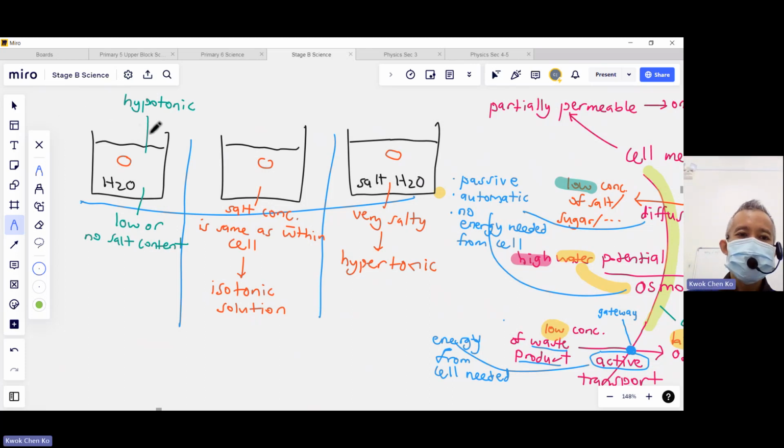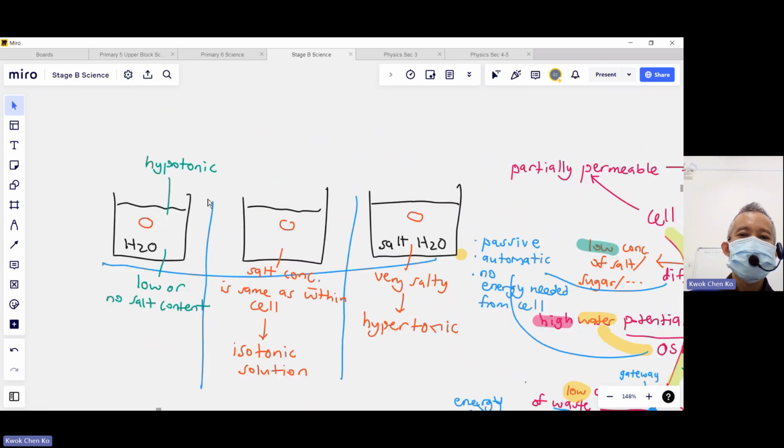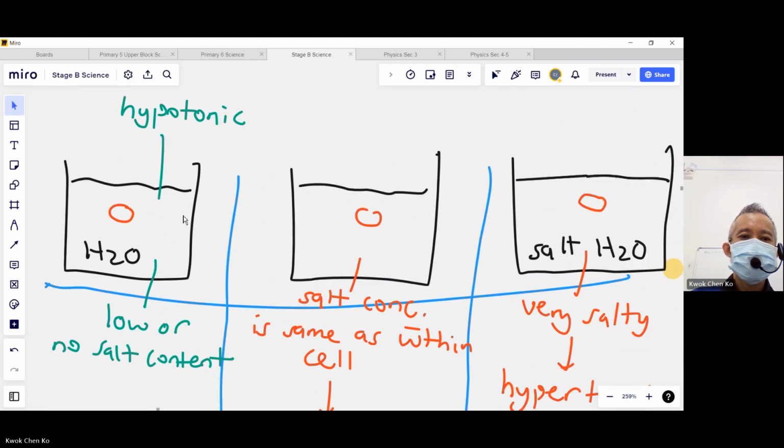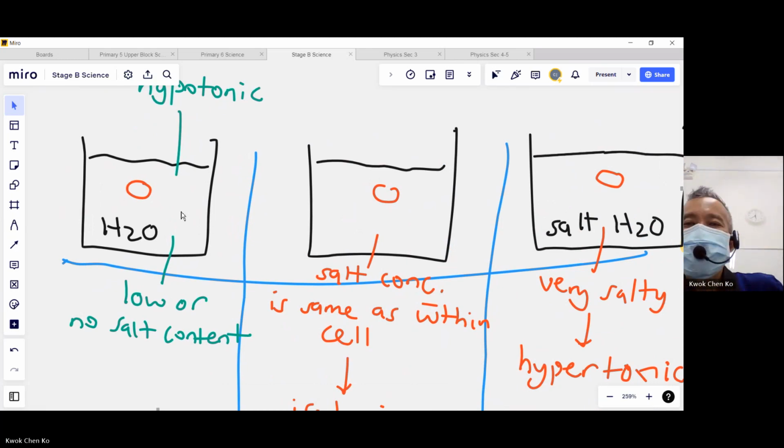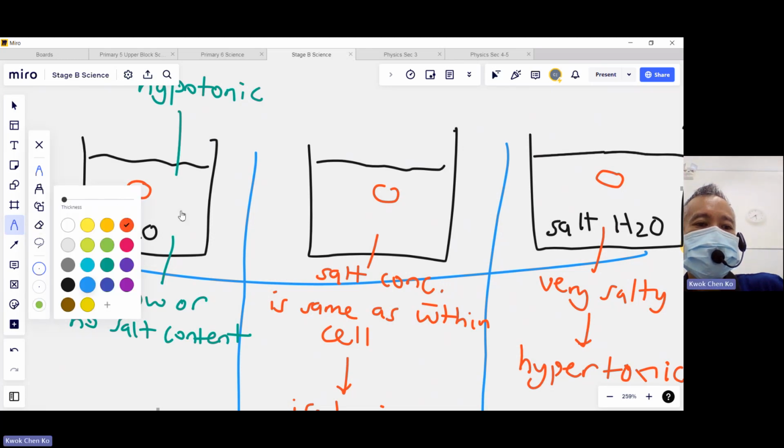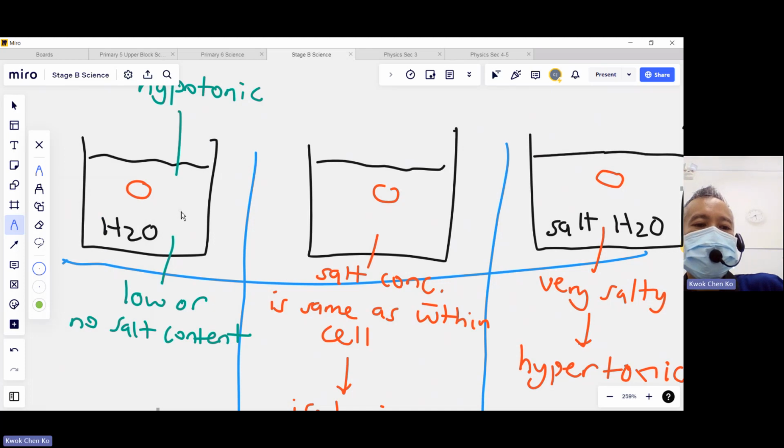Okay, red blood cell. Tell what will happen. Let's think of osmosis. Water will move, right? Remember, osmosis is about water. So water is going to move in the cell or out of the cell. In, okay. Because outside has a high water potential, no? Outside has a low salt content, means you have lots and lots of water. Water goes in.